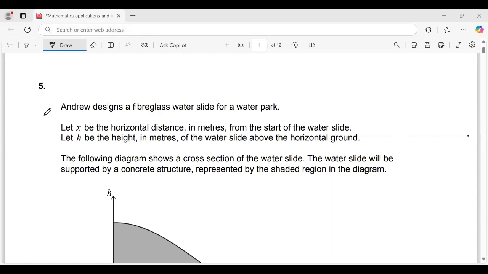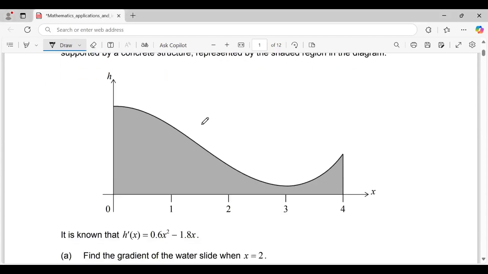Number 5, Andrew designs a fiberglass water slide for a water park. Let X be the horizontal distance in meters from the start of water slide. Let H be the height in meters of water slide above the horizontal ground. The following diagram shows a cross-section of the water slide. The water slide will be supported by a concrete structure represented by the shaded region in this diagram.